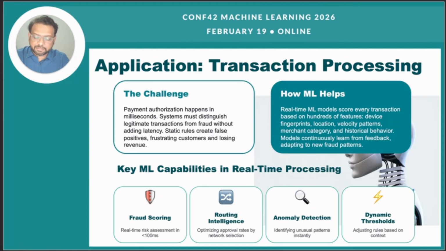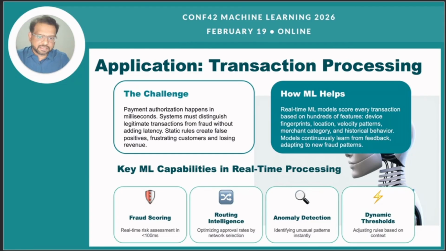The challenge intensifies because fraud patterns constantly evolve. What worked last month might not work this month. Fraudsters test the system in and out, find the weaknesses, and try to exploit them as much as they can. By the time you update the rules, they have moved on to the next tactics. Machine learning transforms this equation. Real-time machine learning models score every transaction based on hundreds of features.